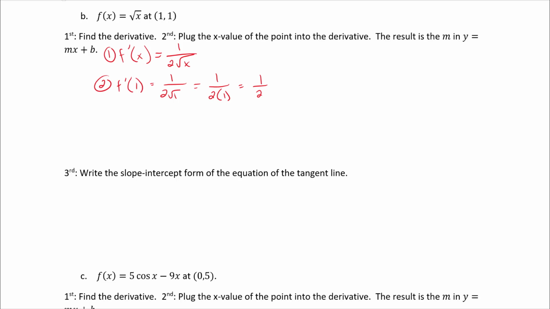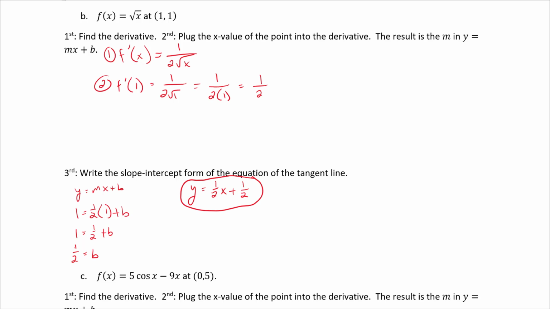So now let's find our b and then write the slope-intercept form of the equation of the tangent line. Again, y equals mx plus b. In this case, 1 equals 1/2 times 1 plus b. We're substituting in 1 for x and 1 for y, because we know the point 1, 1 is going to be on our tangent line, since that's the point we're trying to find the tangent line at. And then solving for b. So 1 equals 1/2 plus b. Subtract 1/2 from both sides. We get 1/2 equals b. So now we know our tangent line is going to have the equation y equals 1/2 x plus 1/2.